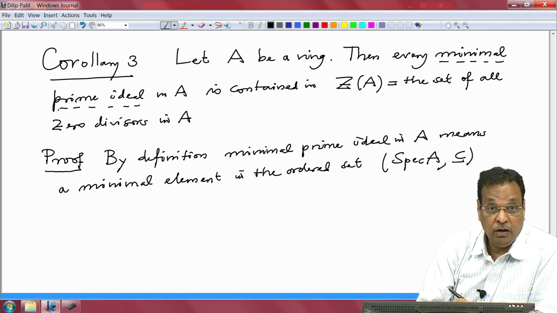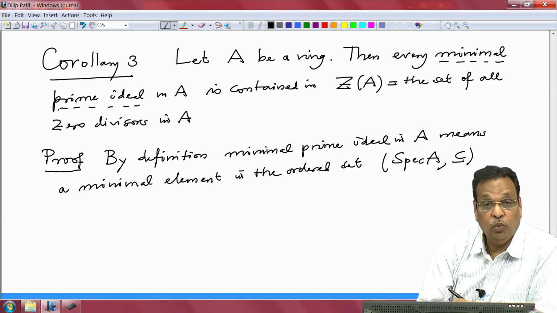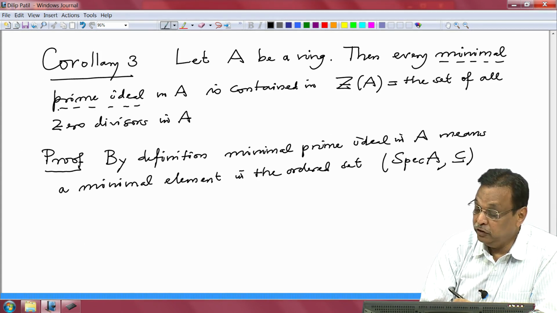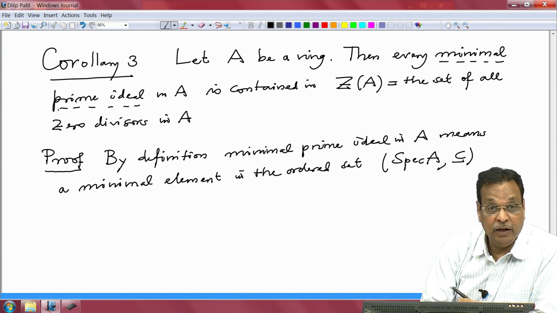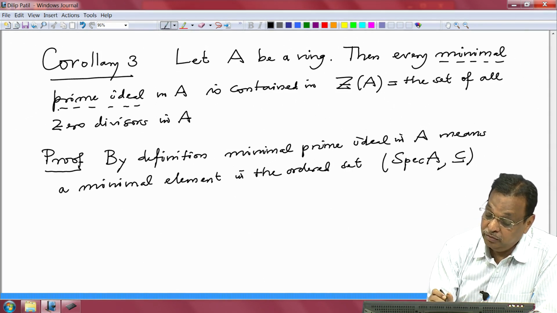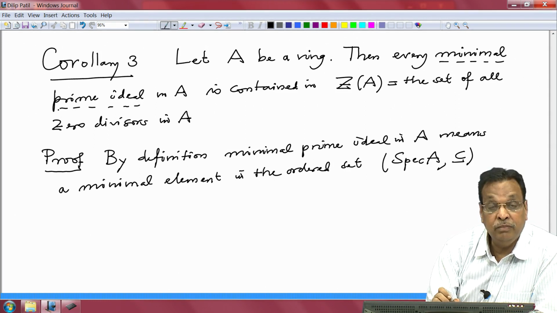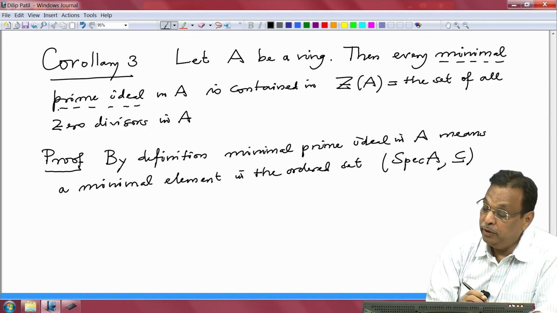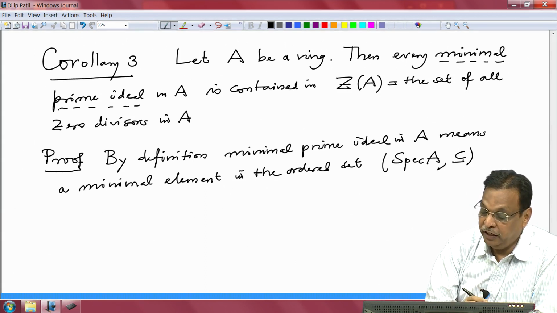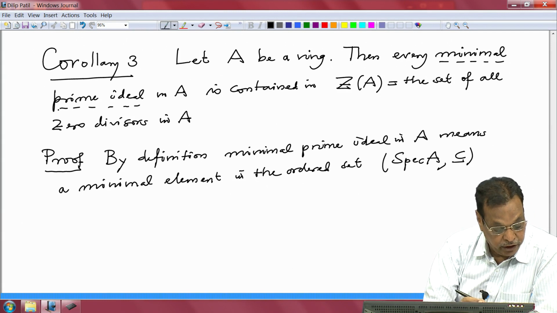Whether they exist or not, that is a question, and we will prove at the end of this lecture that minimal elements in the ordered set Spec A with inclusion exist, but we do not know right now whether they are finitely many or how many. And we will prove later that when the ring is noetherian, the set of minimal prime ideals in a ring is a finite set. This is very useful, and these minimal prime ideals will correspond to irreducible components in the Zariski topology of the spectrum of the ring A. All right. So, right now our definition of minimal prime ideal is precisely the minimal element in the spectrum.